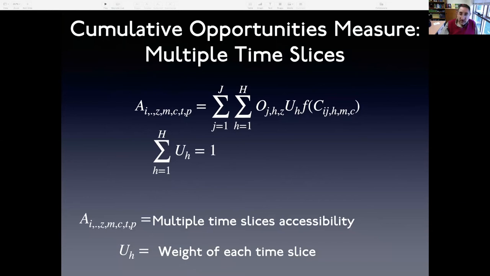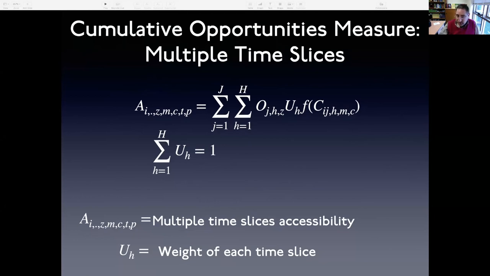So we might think of our cumulative opportunities measure. We might want to do this for multiple time slices and weighted across times. Okay, so we can look at the accessibility at point i for different times of day, and we sum up for all of the hours of the day. And we look at the accessibility at 7 a.m. separately from the accessibility at 8 a.m. because at 7 a.m. it's less congested. You can travel farther in 30 minutes than you can at 8 a.m. And at 9 a.m. you can also travel farther.